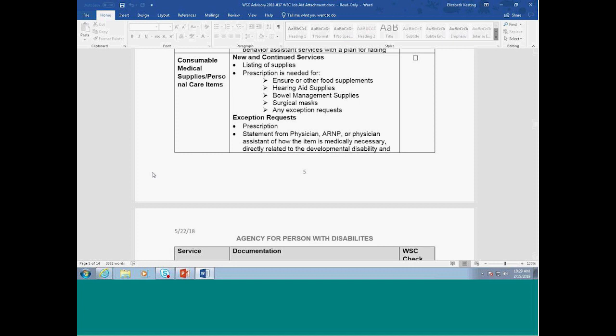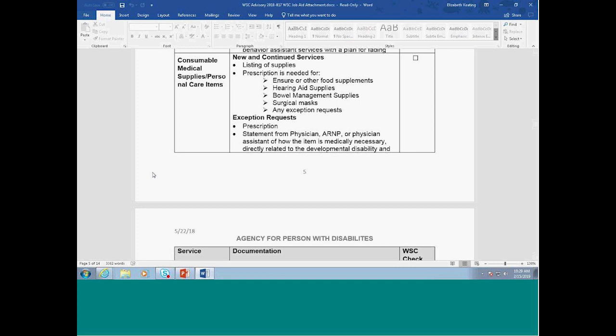So we don't just want to list the supplies with total monthly cost, because some of the things on that supply list may not be things we can provide, and then we don't know how much to approve. And then there's some things we need a prescription for, which are listed there. So any kind of insurer, food supplement, hearing aid, you can read that on your own. There are certain things we need a prescription for.